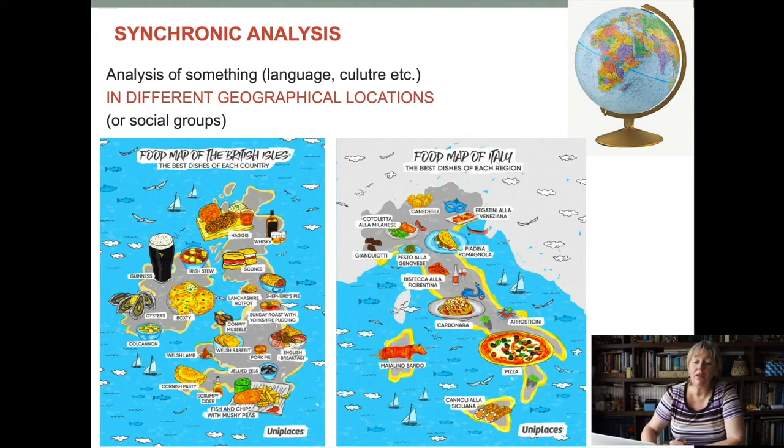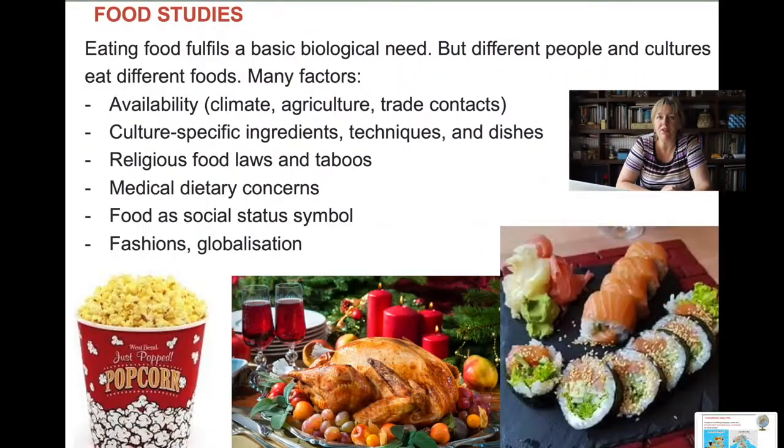And this is basically the approach I would like to show you on the example of food. And food, of course, refers to a very universal biological need. Eating food fulfills a basic biological necessity, not only for humans but for all living organisms. But of course, in case of humans, there is a lot of culture involved on top of nature.